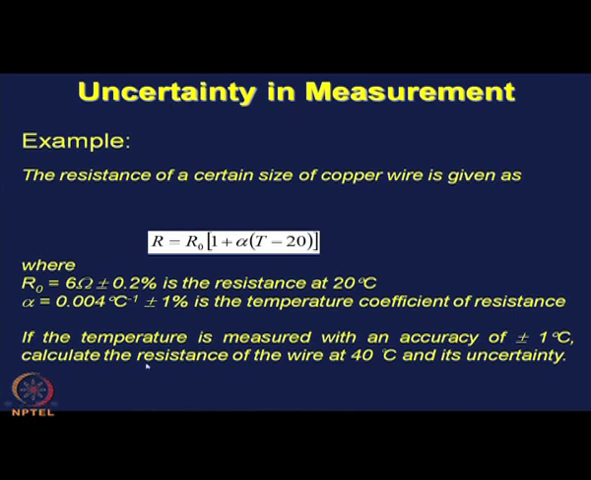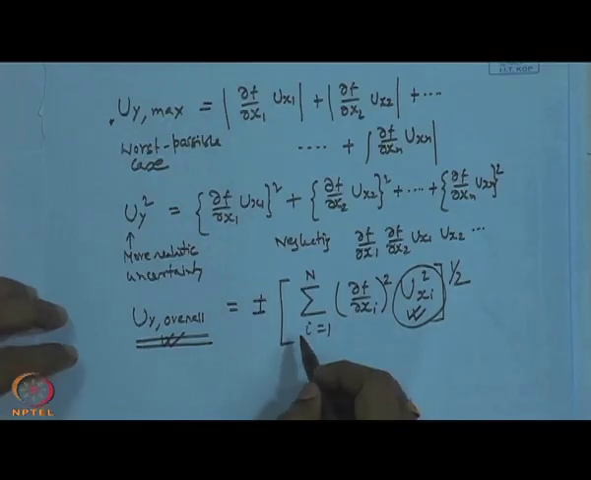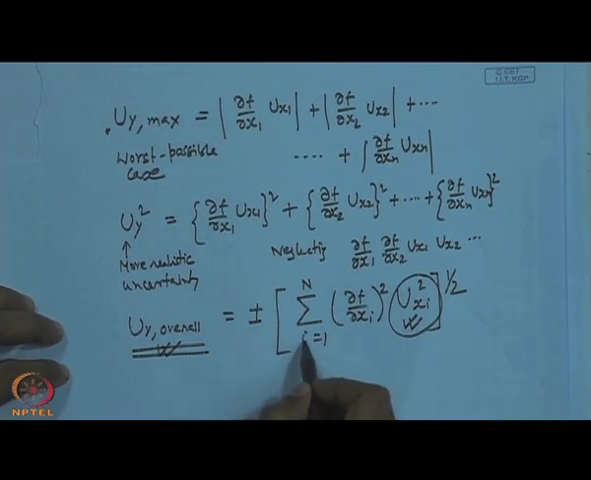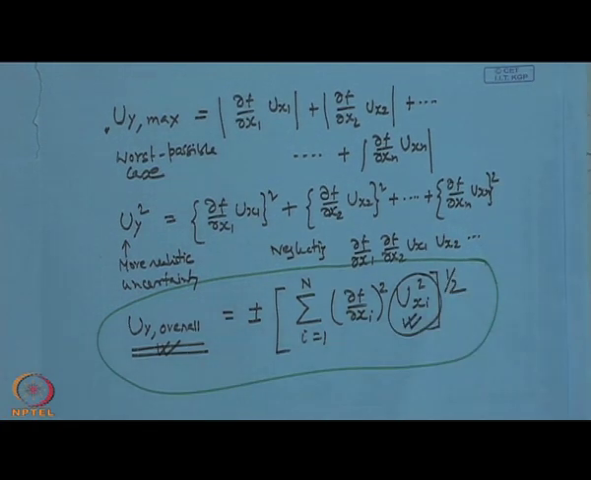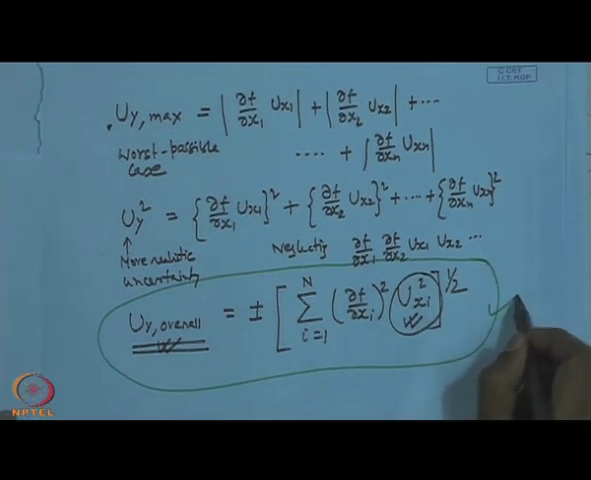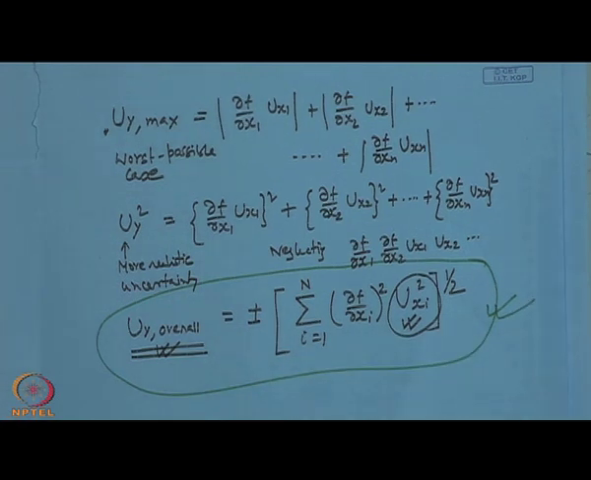If you remember our previous day's lecture, we calculated U overall as an expression, so we will make use of this equation to find out what is the uncertainty in the computation of R, which is resistance at 40 degrees Celsius. So, let us try to solve the problem.